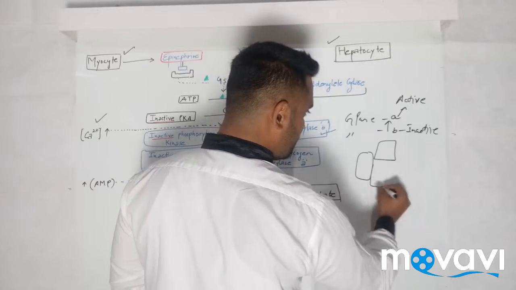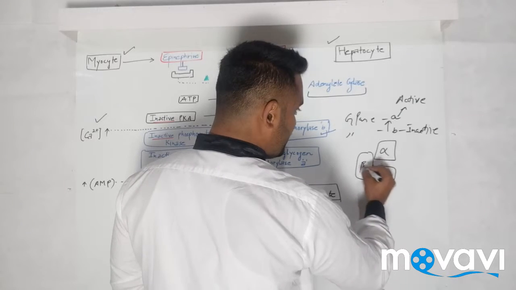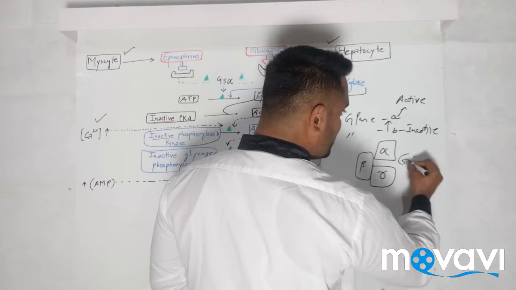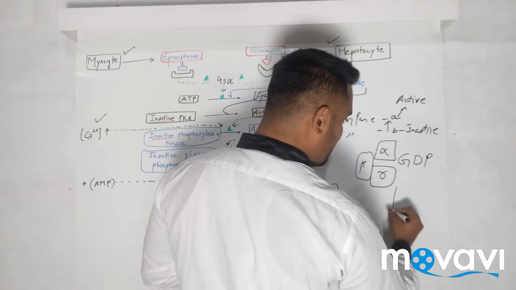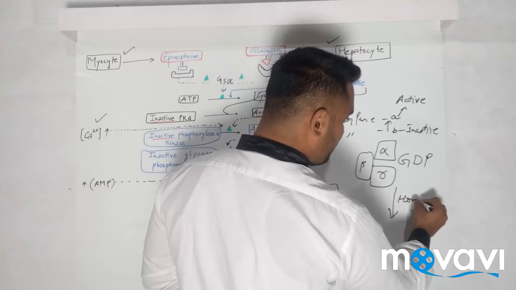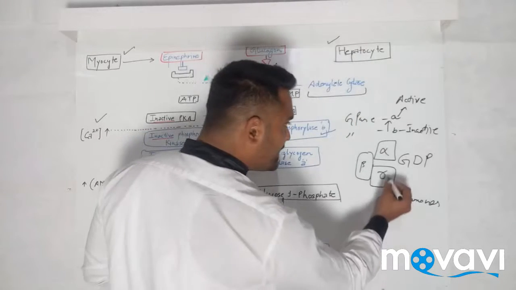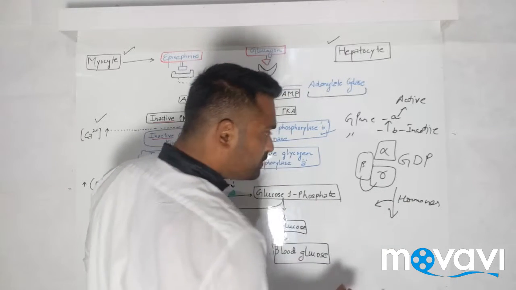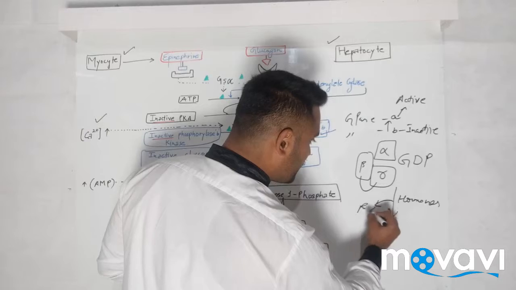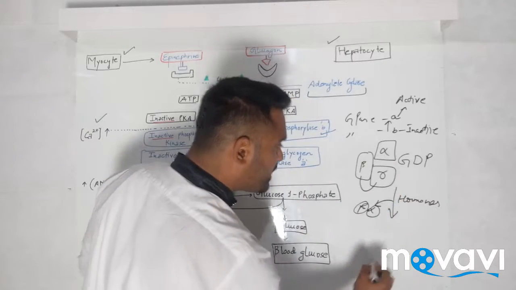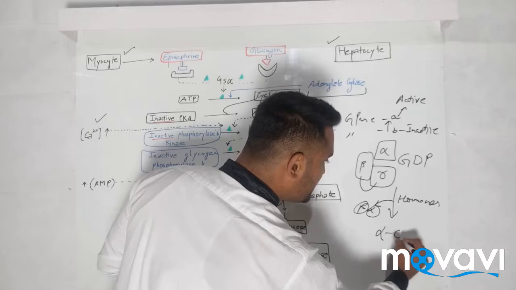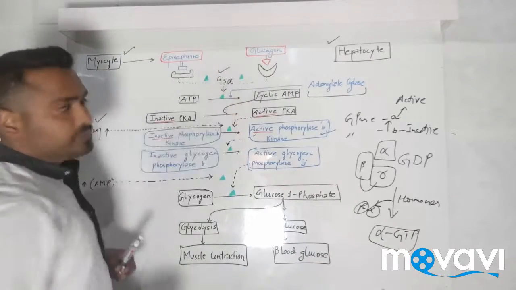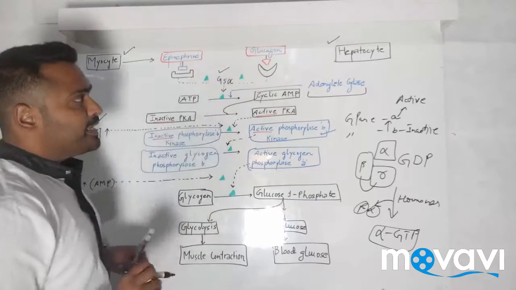I can draw like this: alpha, beta and gamma. In its inactive form, it is bound to GDP. When these hormones bind, what happens? These two units, beta and gamma, are gone. Only one unit is remaining, that is alpha with GTP now. So this is activated G alpha, after these hormones bind.